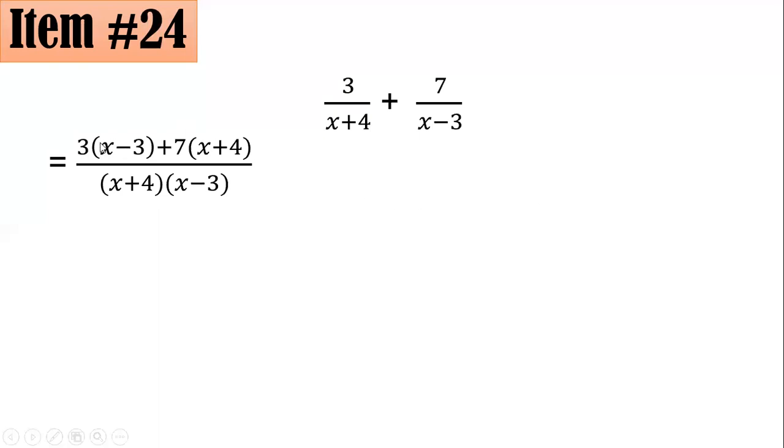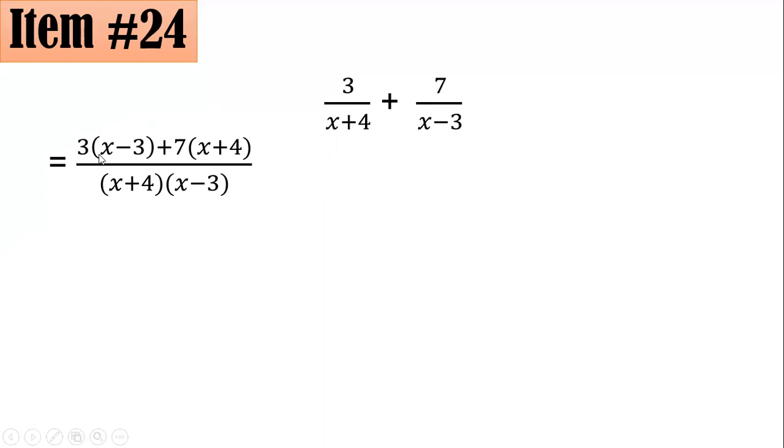Here, (x + 4)(x - 3) divided by x + 4 is x - 3. That's why that's multiplied to 3. You have here 3 quantity x - 3, plus, copy it here, 7. This denominator divided by x - 3 is just x + 4. That's why I have here 7 times x + 4 on the other part.